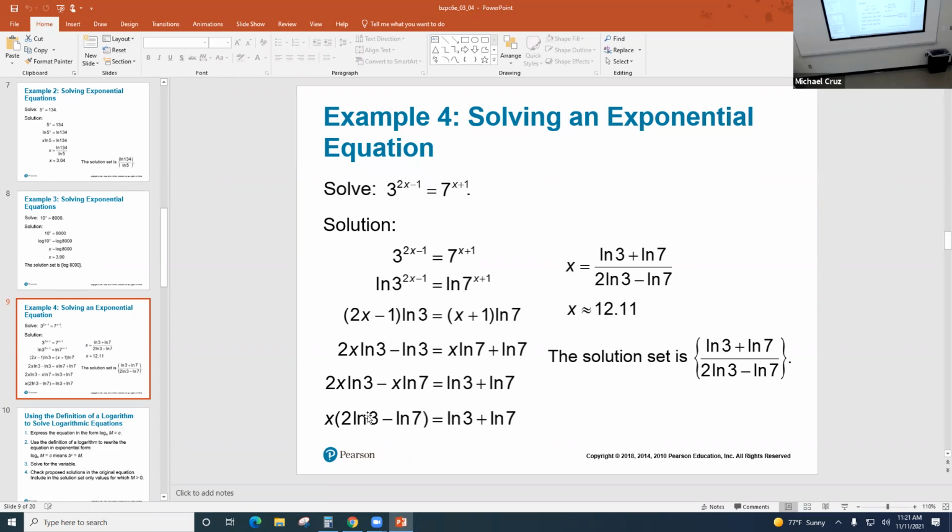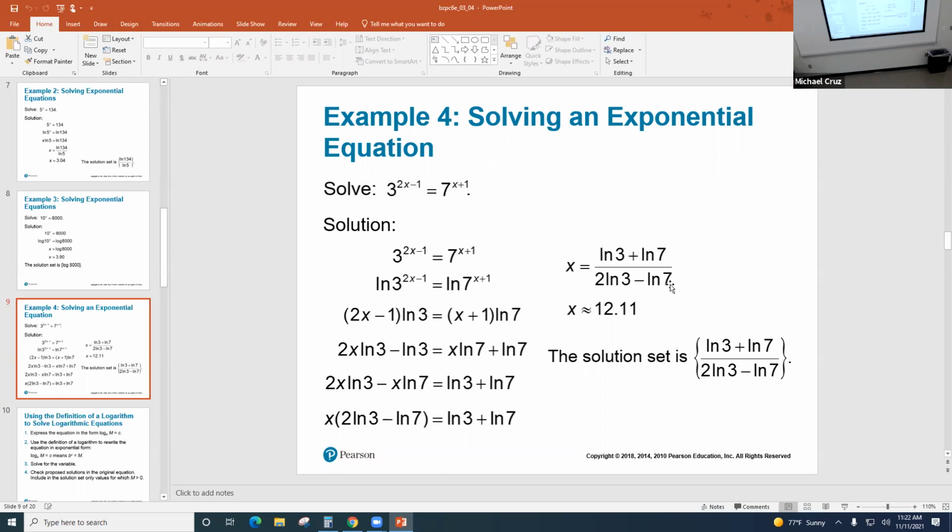Now you can factor out an x. And then that's x times 2 ln 3 minus ln 7. And then you're dividing by this whole amount on both sides. Over here, it just gives you the x. And then on the right-hand side, it's ln 3 plus ln 7 over 2 ln 3 minus ln 7. And again, you can do that with a calculator. Probably with this one, what I would do is just do ln 3 and write it down, do ln 7, write it down. You can use the calculator to put that together.